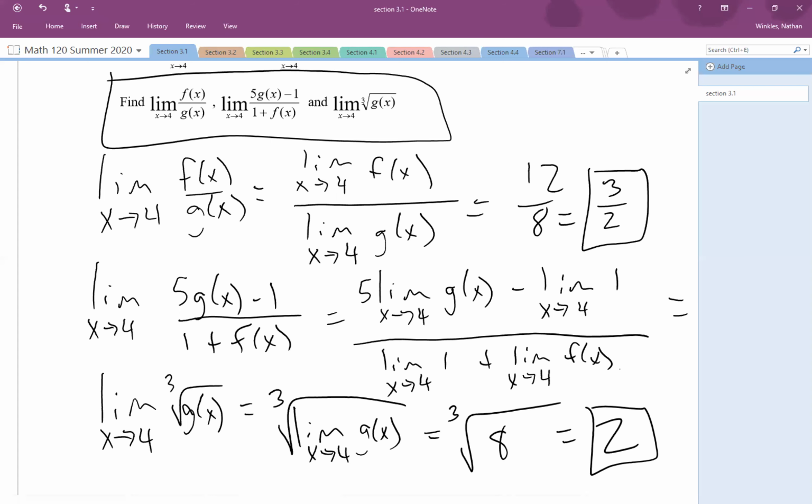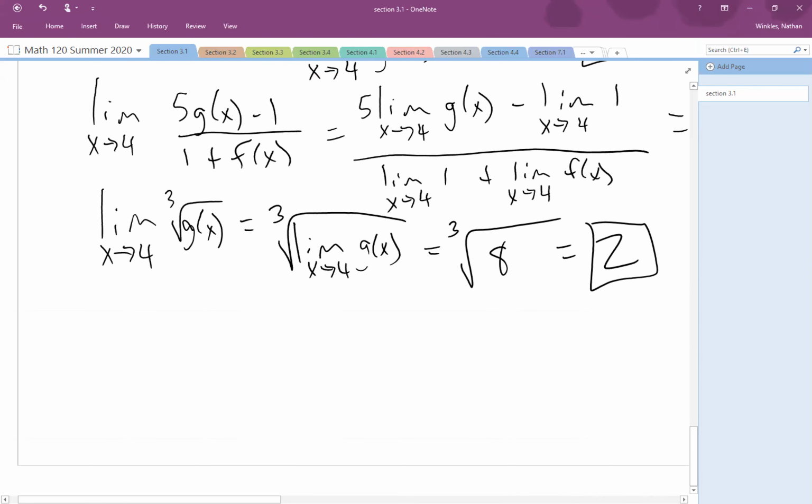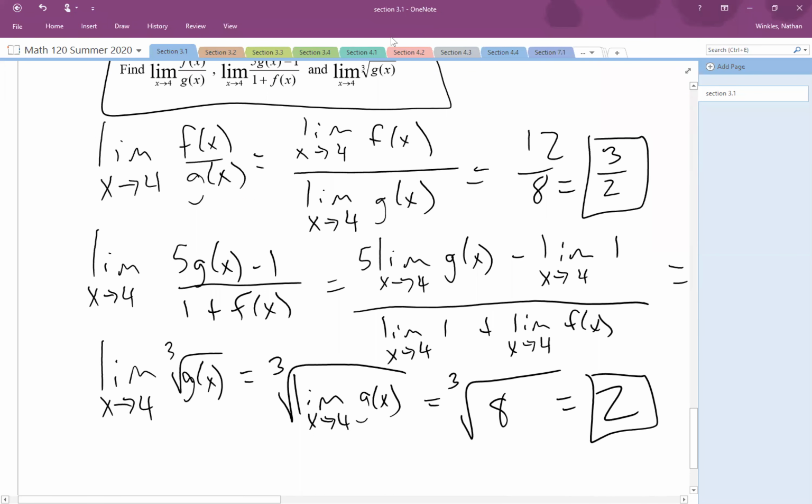That kind of gives us our good foundation for limits. We will continue using limits in the next section as well, but that's all we have for this lesson.